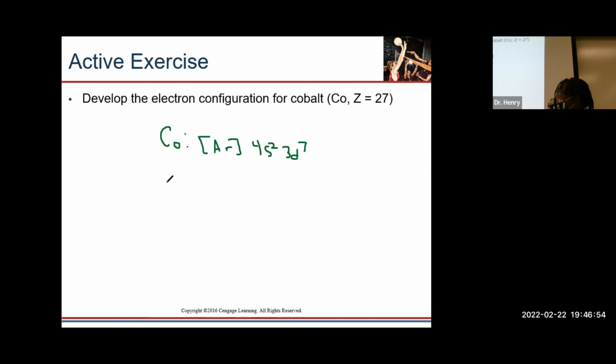Okay, so what if we had cobalt 4 plus? What would be the configuration? Are you sure? No, we're going to take out 4s2. He's right, it's 3d5. Oh, you're trying to confuse me. I just wanted to make sure you're sure. You have to be confident, right?